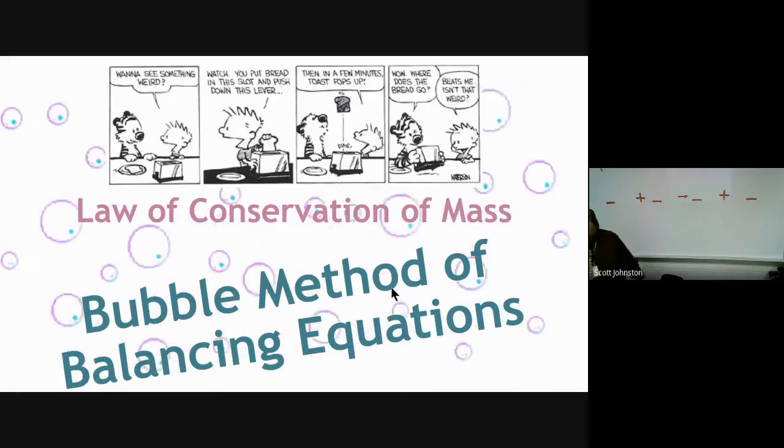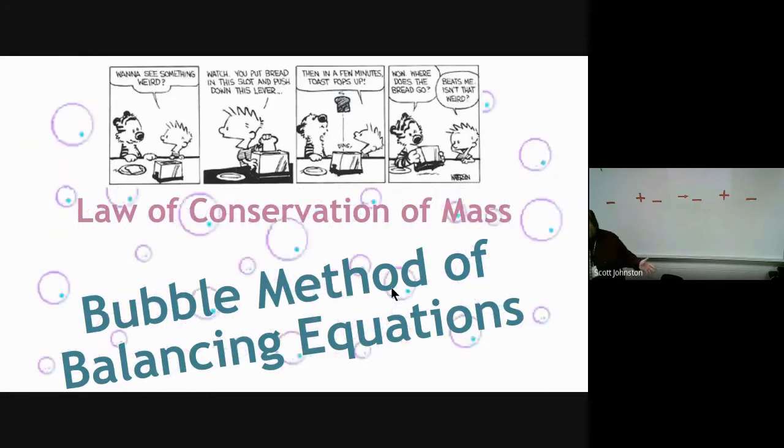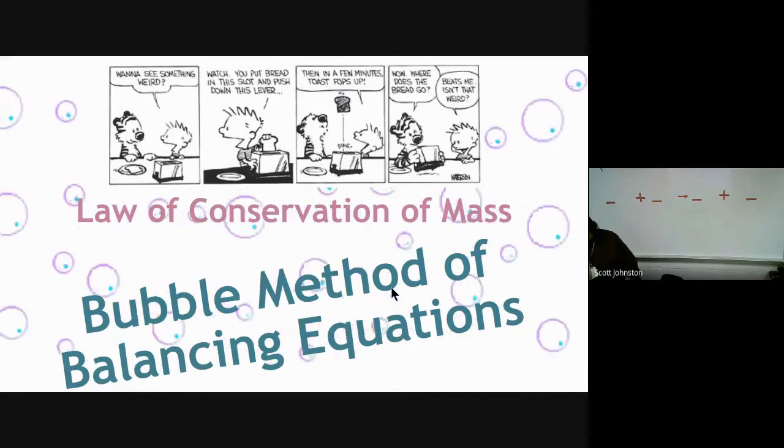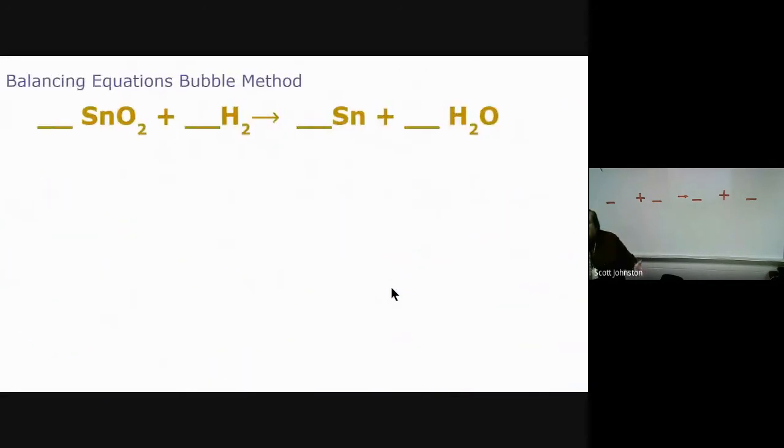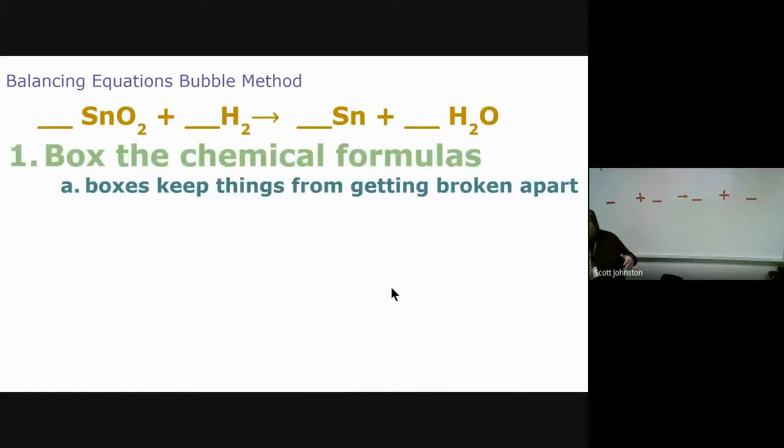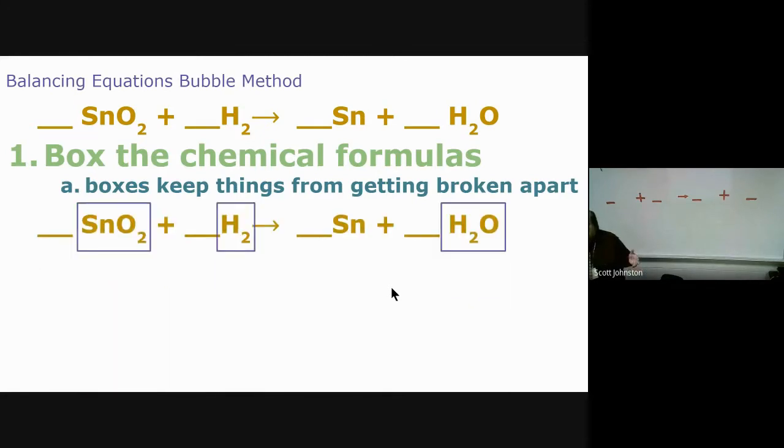Okay, so let's talk about the law of conservation of mass, the bubble method of balancing equations. You start off with your equation. You box the chemical formulas. So boxes keep things from getting broken apart. So we boxed in the SnO, the H2, the Sn, and the H2O. We can't change anything in those boxes. They have to be kept whole.